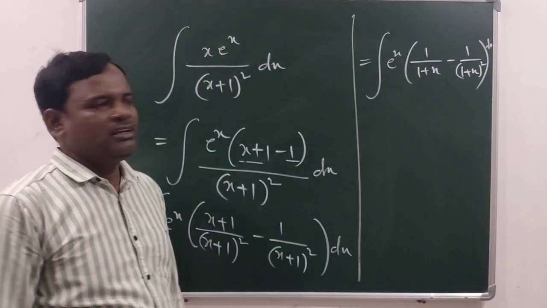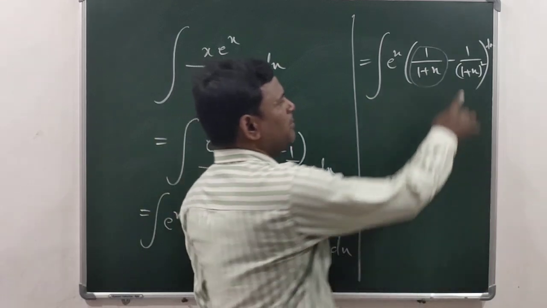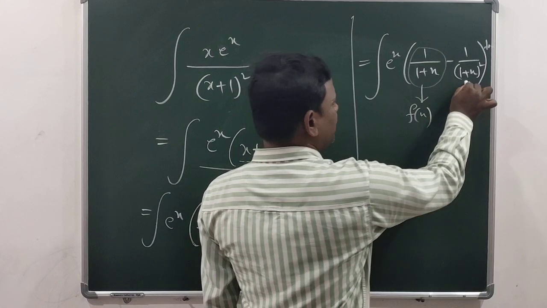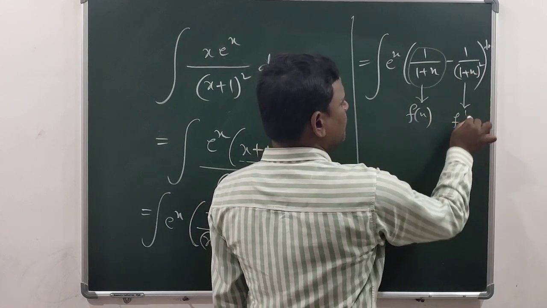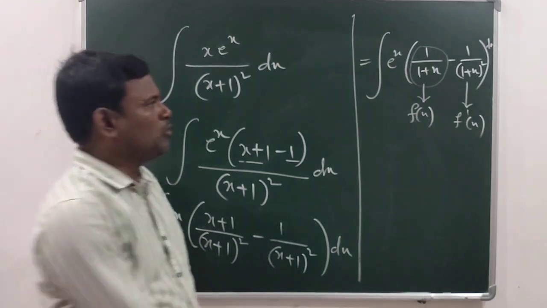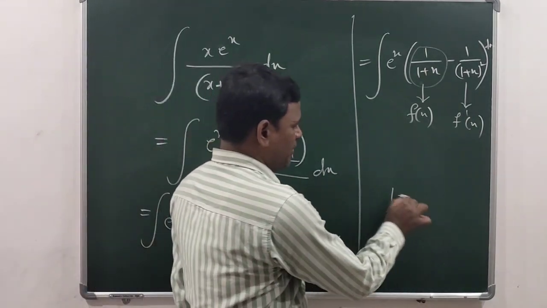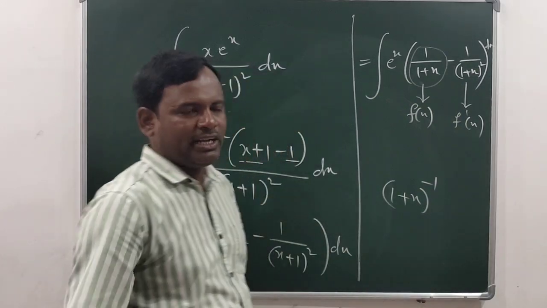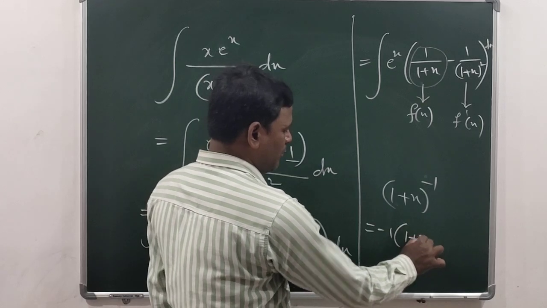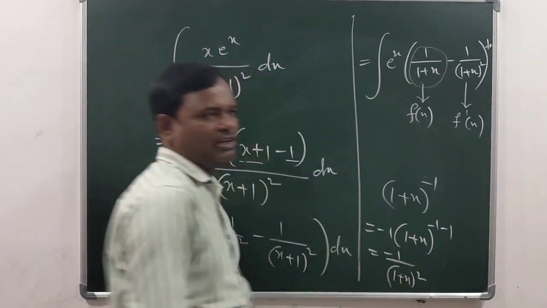Okay students, so here as we know, the differentiation of this will be this. So let us consider this is f of x, and whose differentiation is minus 1 by 1 plus x whole square. How to determine the differentiation of 1 by 1 plus x? You know. So here 1 plus x whole power minus 1 you have to write. It looks like x power n. Then whose differentiation will be minus 1 into 1 plus x whole power minus 1 minus 1. Now simplify. Minus 1 by 1 plus x whole square will come.